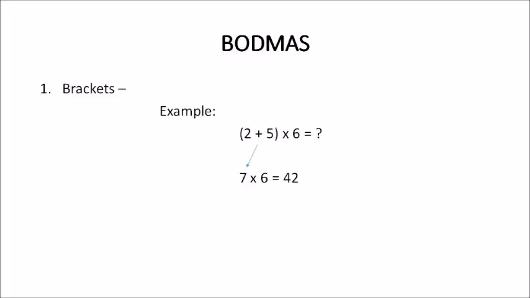So bracket 2 plus 5 bracket multiplied by 6. First, you need to equate 2 plus 5, okay, as per BODMAS. So 2 plus 5 is equal to 7, and you bring down multiplied by 6. So 7 multiplied by 6 equates to 42, and that's your answer using the BODMAS rule.